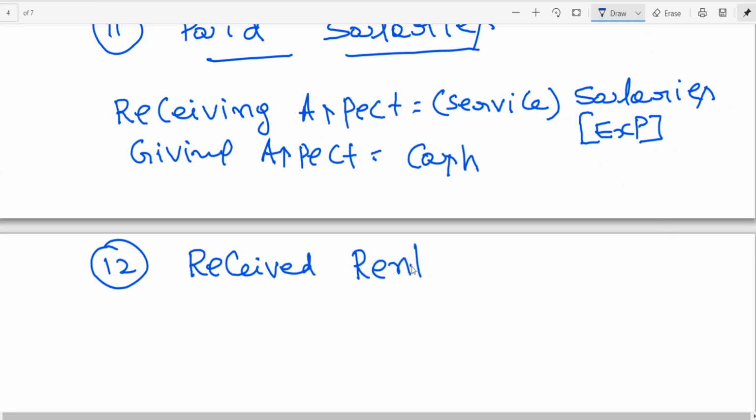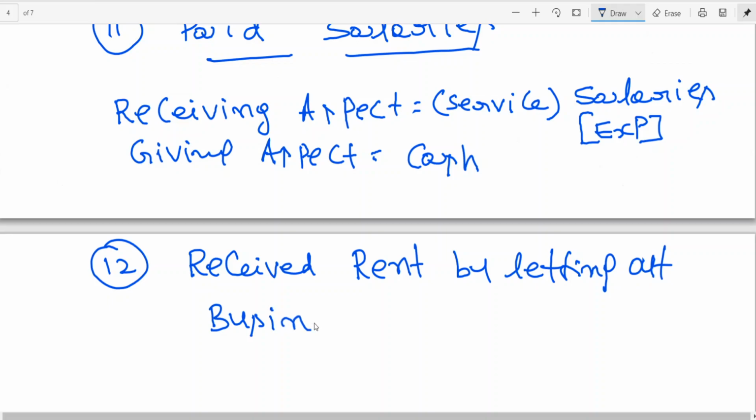Now the 12th point. Received rent by letting out business premises. That means the business is having two floors. In the name of the business, there are two floors. But one floor they want to use, the other floor they want to let out.